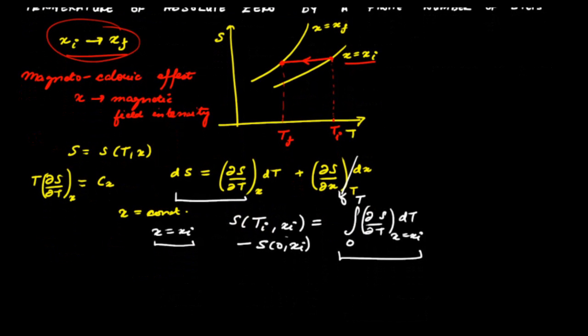Similarly, we can write the entropy at this point, that is at X equals Xf and T equals the final temperature, and that can be written as, so we have this difference is equal to this integral.